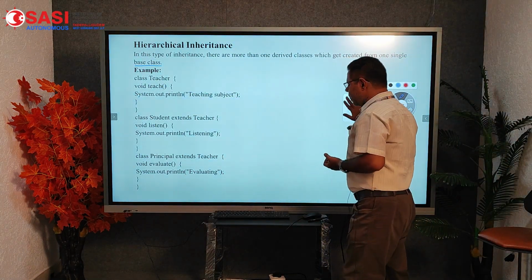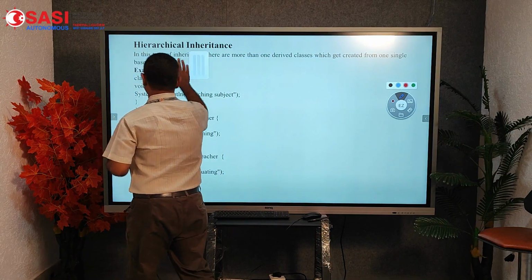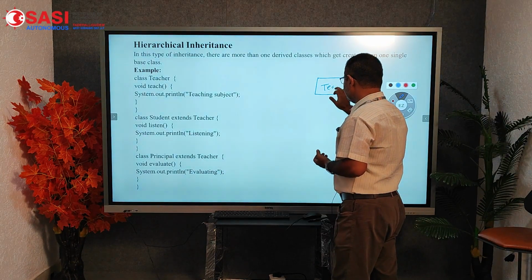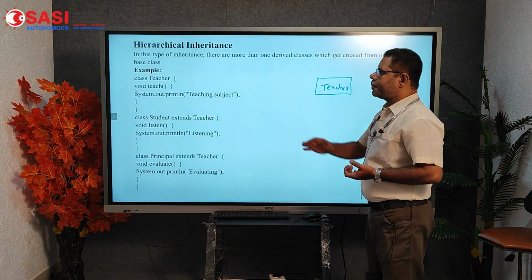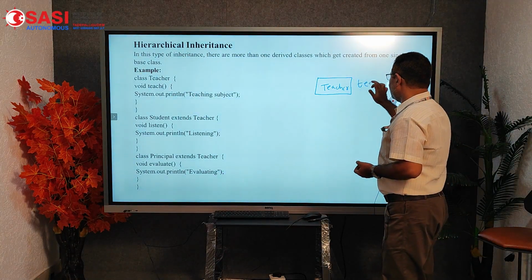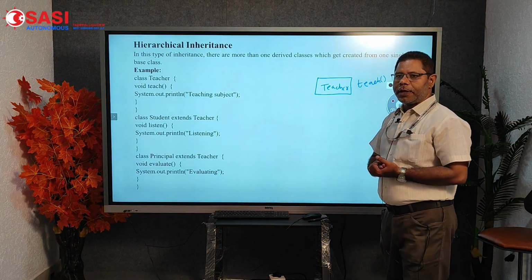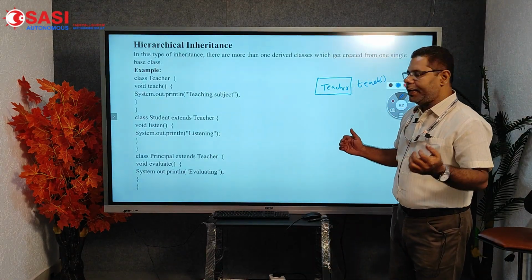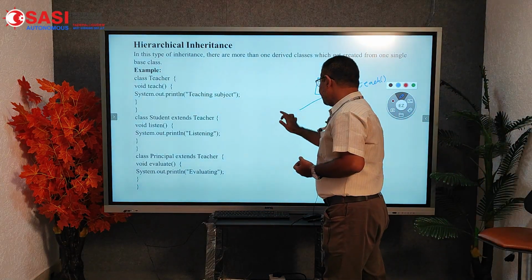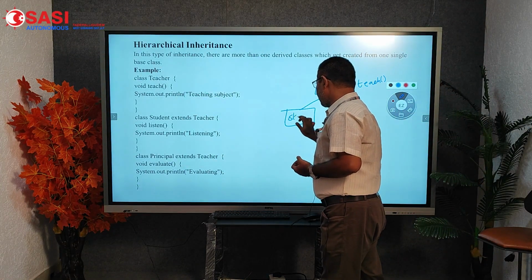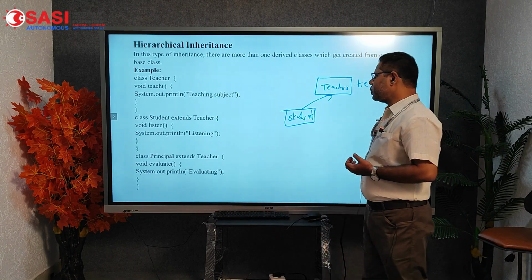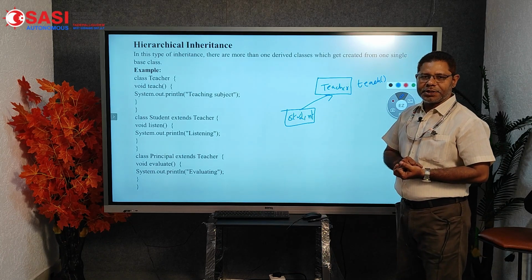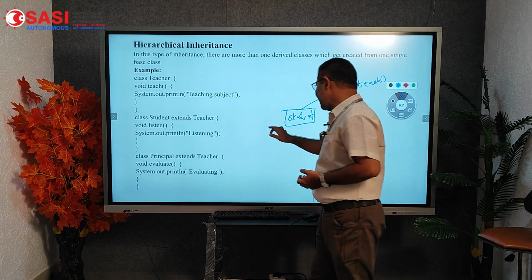Now we can see one example for the hierarchical inheritance. Here we take one base class, that is the teacher class. The teacher class property is the teach method. So this property can be used in derived classes. From the base class teacher we can derive different classes. One is the student class. So the student class can access the teacher class properties, that is the teach method.